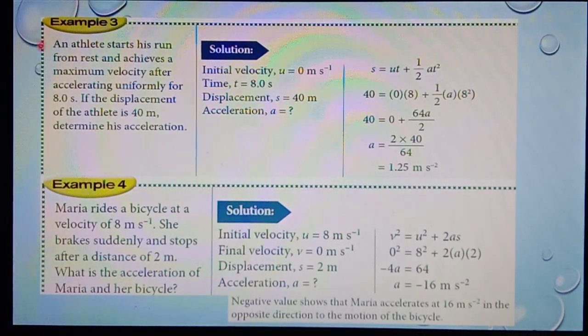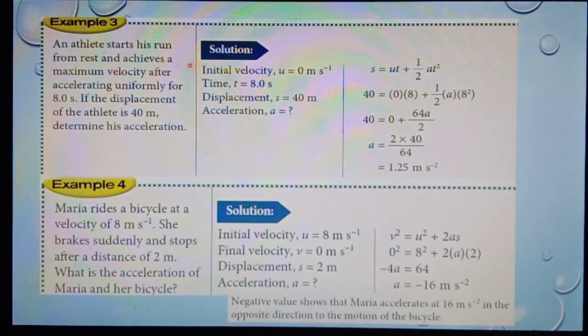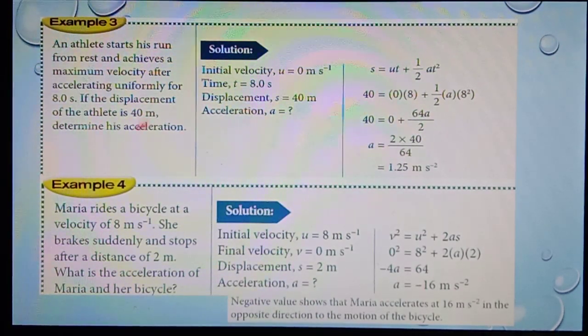Okay, the third example. An athlete starts his run from rest, achieve maximum velocity after accelerating uniformly for 8 seconds. If displacement 40 meter, determine his acceleration. So you can list down first. Start from rest, straight away write down u equals to 0 meter second negative 1. Time taken 8 seconds. Displacement 40 meter. Acceleration, you want to find it.